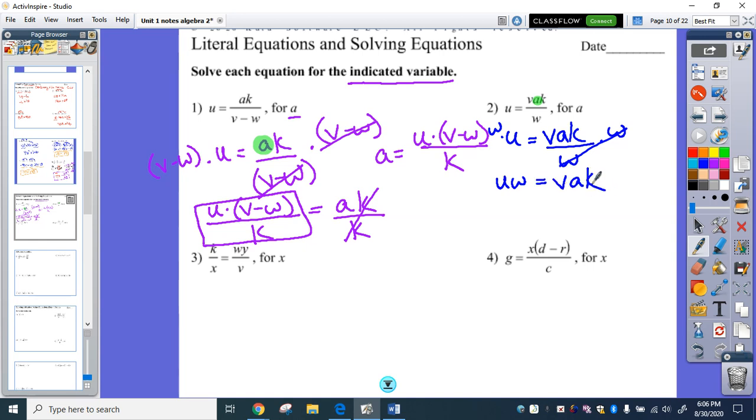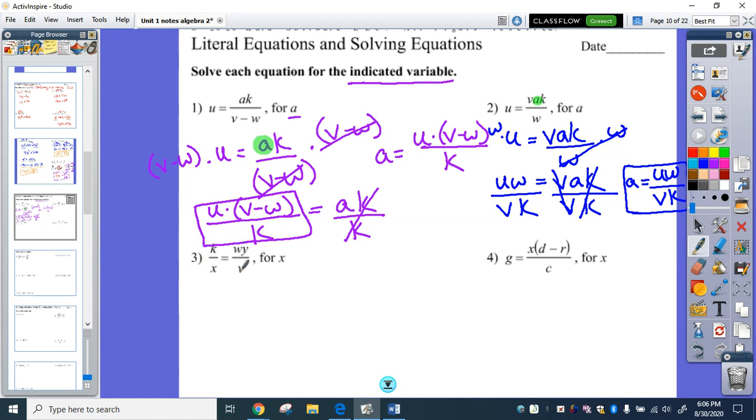V times A times K. I need to get rid of V and K. If they are being multiplied, we will just divide both sides by V and K. This gets rid of V, this gets rid of K. I'm left with just A on this side. So we have A equals UW divided by VK, and we are all done. So they're not the worst things in the world, but you have to get used to them.